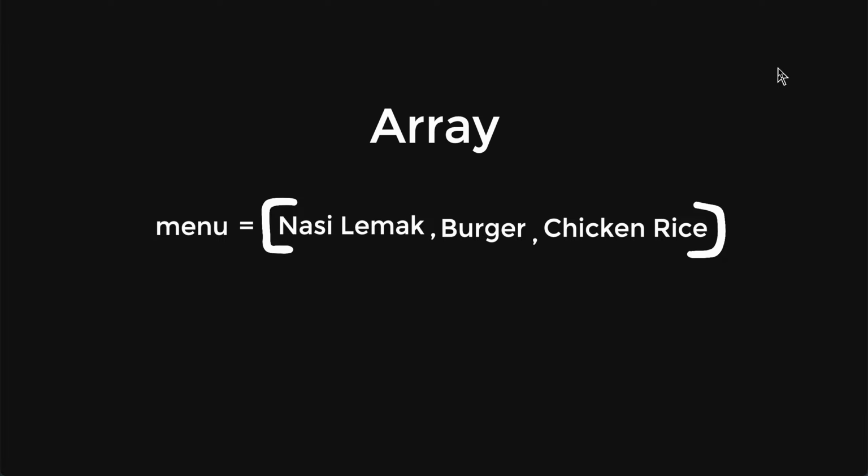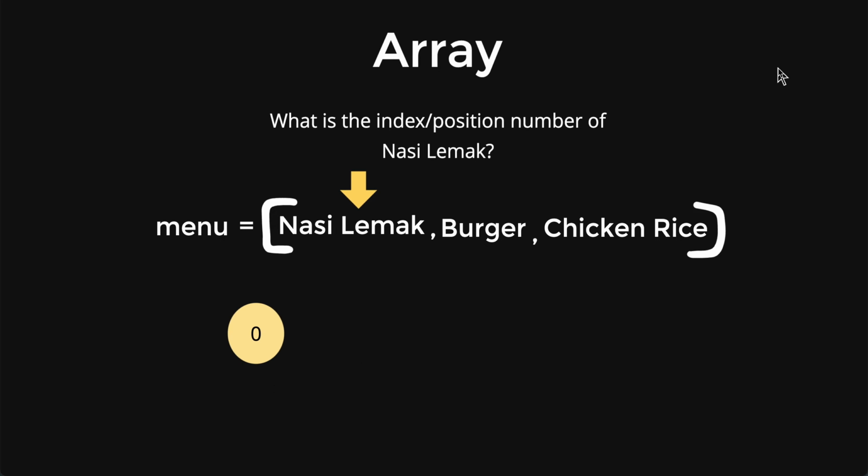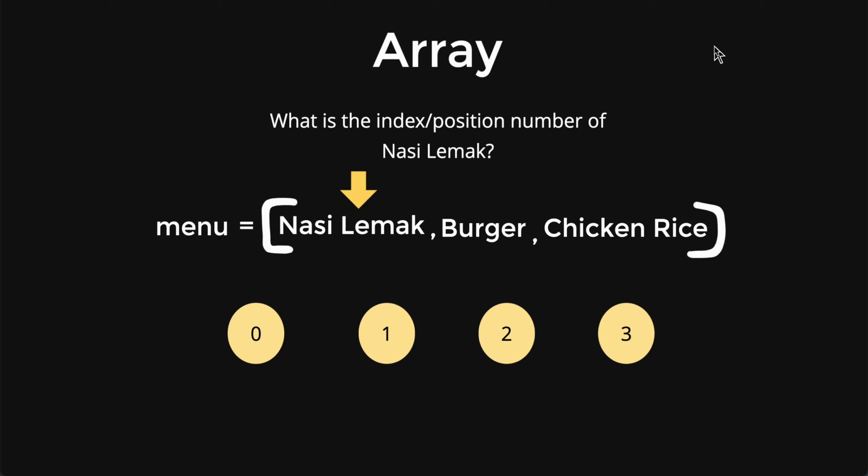So you might have heard of this word array maybe when watching videos of, like, wow, what a lovely array of food. So that's what an array is. Before I share with you an interesting part about arrays, can you guess what is the index position number of nasi lemak in this array? Is it 0? Is it 1? Is it 2? Or is it 3?